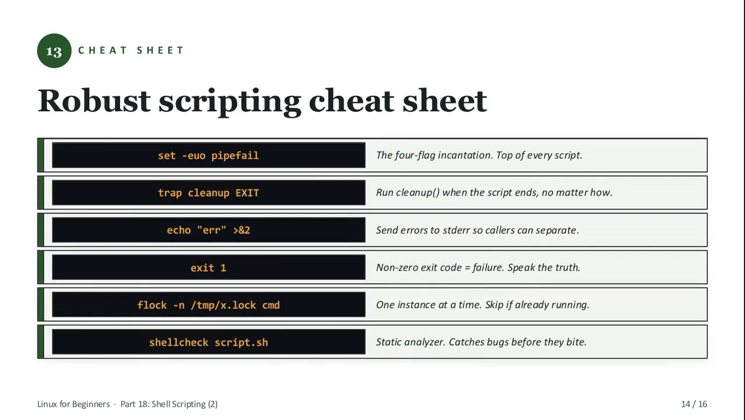So here's the whole lesson on a single page. Pin it above your desk if you have to. Set -euo pipefail at the top, trap cleanup on exit, route errors to stderr with >&2, exit non-zero when things actually fail, use flock to prevent overlapping runs, and run shellcheck before you ship. Six small habits. That's the entire gap between a hobby script and one that survives a production night.